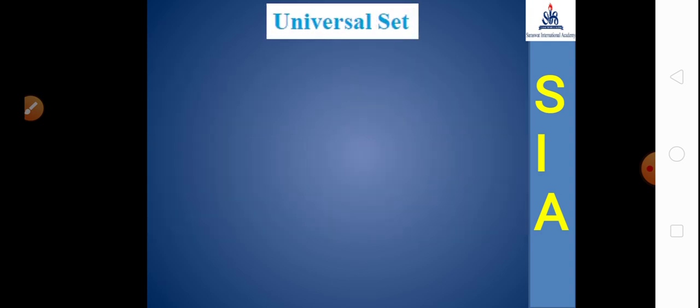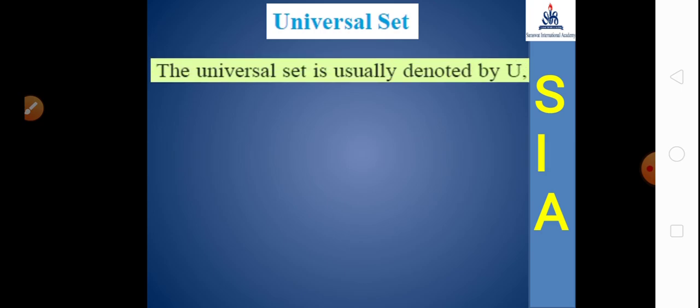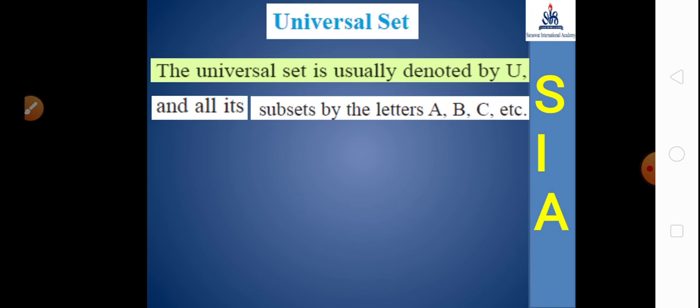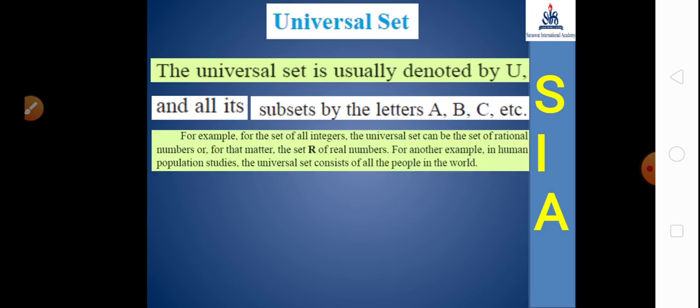Now the universal set. Students, from the null set to the universal set, these are all basic definitions of a given set. In a universal set, every element belongs to this set. It is denoted by U. Just like the English alphabet, A, B, C, D up to X, Y, Z, all are present in it, so the English alphabet is itself a universal set. For example, R is the real numbers, and in human population studies, the universal set consists of all people in the world.